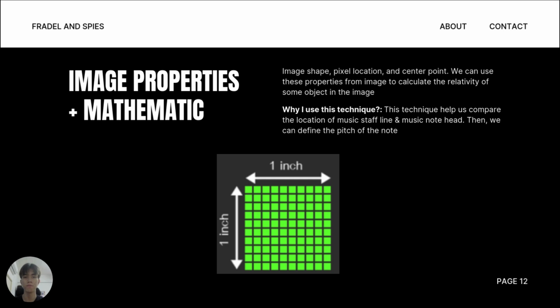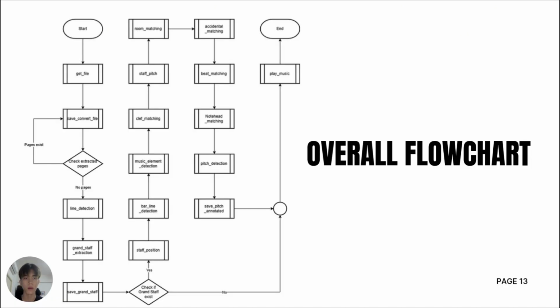Image properties plus mathematics. Image shape, pixel location, and center points. We can use the properties of the image to calculate the relative position of objects in the image. And why we use this is because this technique helps us compare the location of the music staff lines and the music note head. Then we can define the pitch of the note. And this is the overall flowchart.